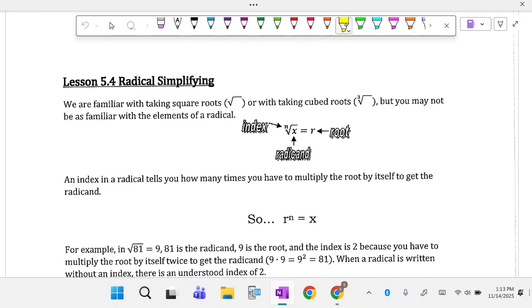So just to recap, remember when it comes to a radical, you have your index, which is that little number outside the radical that tells you what type of power it's undoing. Your radicand, which is the value underneath the radical. And your root, which is what can come out from under the radical. So for example, if I did the square root of 4, my root would be 2. If I did the cube root of 27, my root would be 3.